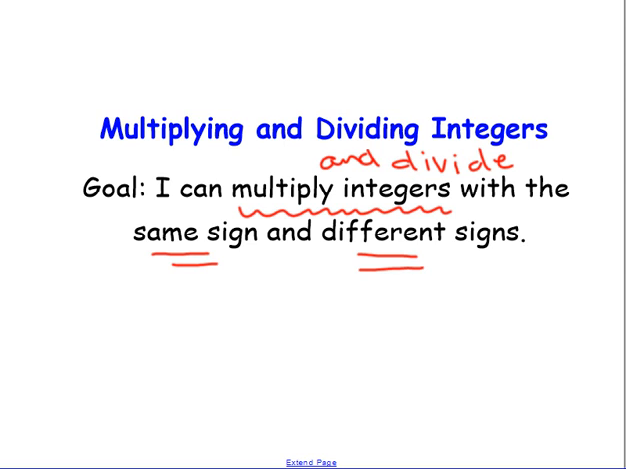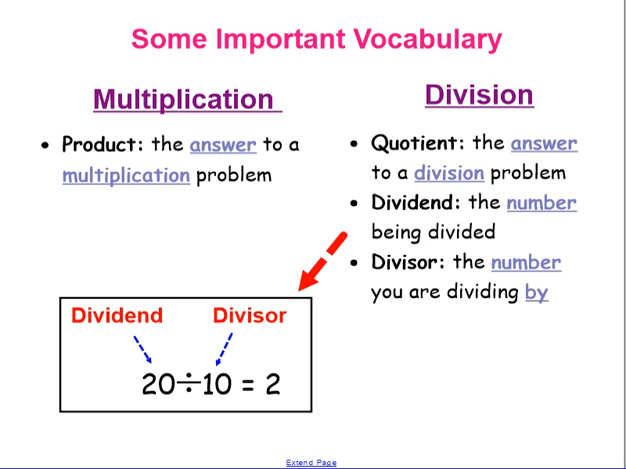Now, the rules for multiplying and dividing are the same, so we're going to work with both of them at the same time. When we go to do addition and subtraction, they're actually a lot harder than multiplication and division, and so we're going to do those separately. All right, so we have a couple pieces of important vocabulary. Some of these may actually be review. You should know these, but just in case, we will review them.